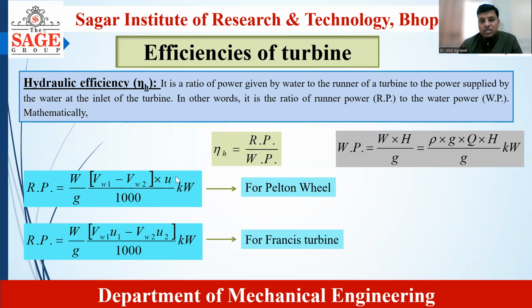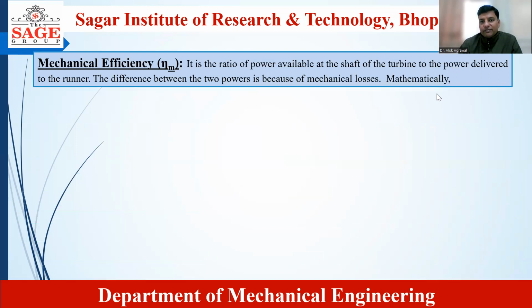So hydraulic efficiency is the ratio of runner power by water power. And this water power will remain the same for both types of turbine, that is Pelton wheel and Francis turbine. So next efficiency is our mechanical efficiency. So what is mechanical efficiency? It is the ratio of power available at the shaft of the turbine to the power delivered to the runner.